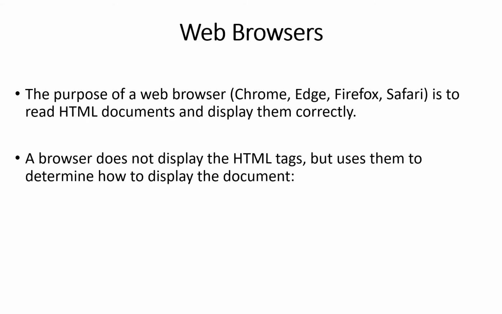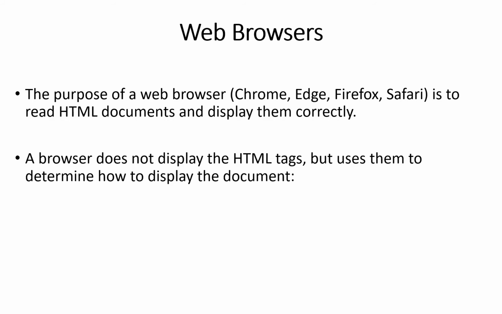So essentially, when you write an HTML document, it must run in the browser. The purpose of a web browser, for example Chrome, Edge, Firefox, Safari, is to read the HTML elements. They have been designed to read the HTML elements, to interpret all the tags that are in the HTML elements, and to know how to display it to the users.